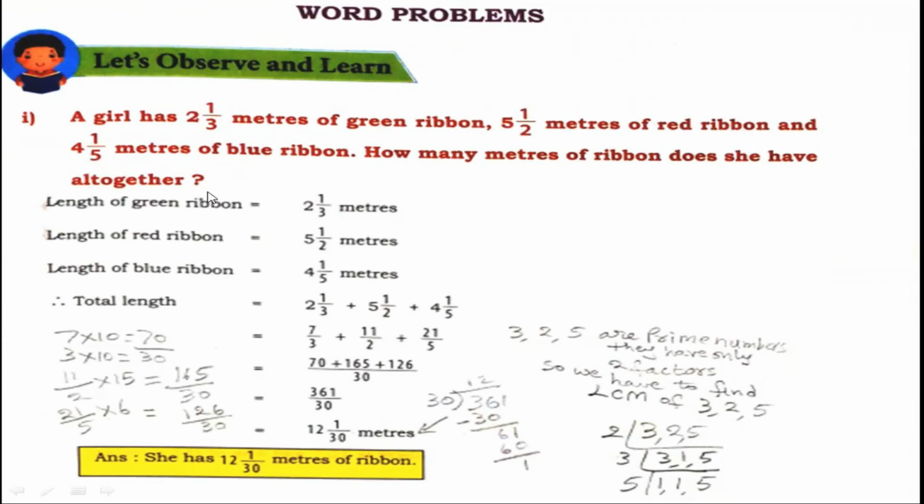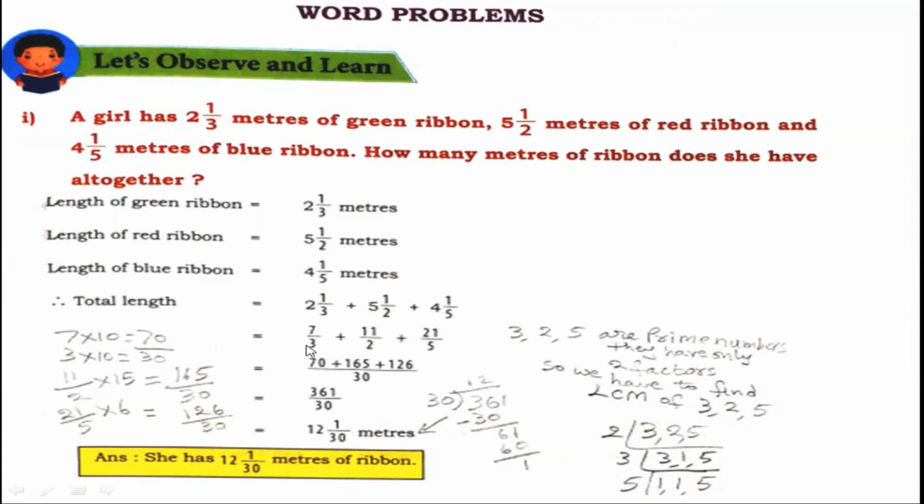Length of green ribbon is equal to 2 1 by 3 meters. Length of red ribbon is equal to 5 1 by 2 meters. Length of blue ribbon is equal to 4 1 by 5 meters. Total length is equal to 2 1 by 3 plus 5 1 by 2 plus 4 1 by 5. That is equal to 7 by 3 plus 11 by 2 plus 21 by 5.